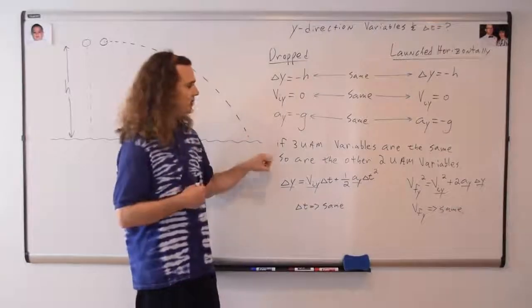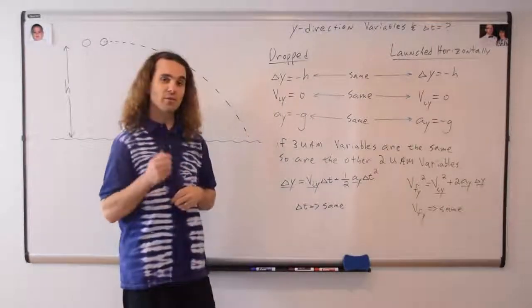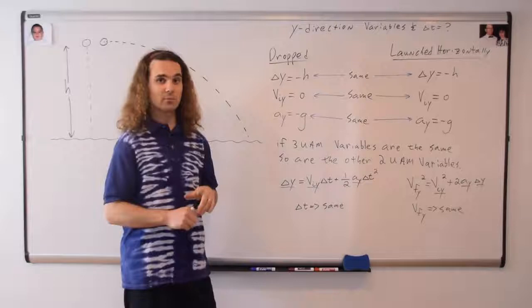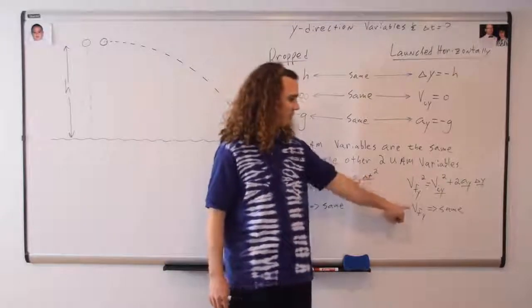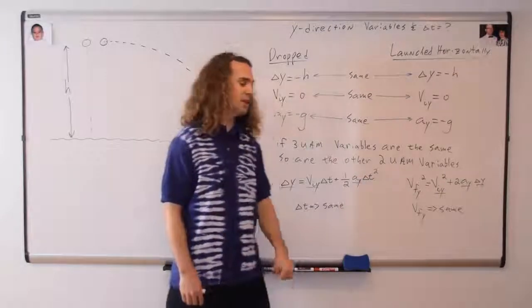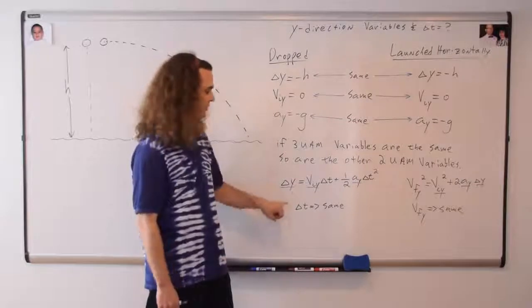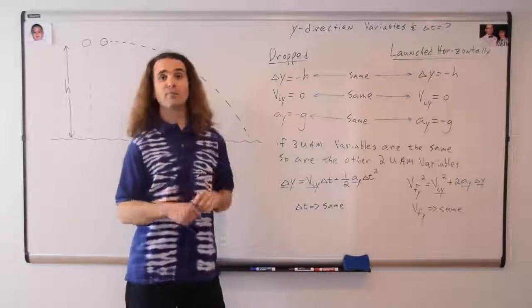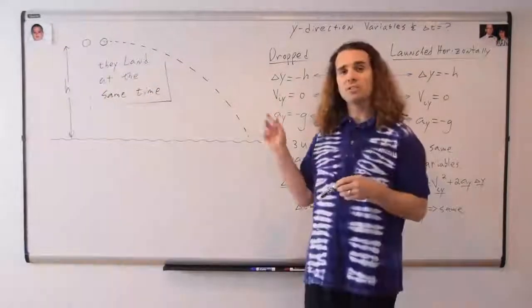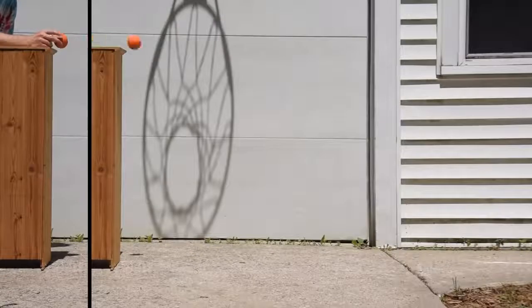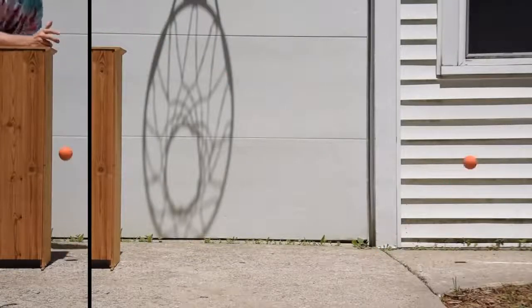Correct. If three of the UAM variables are the same, then so are the other two UAM variables. UAM is what Flipping Physics calls uniformly accelerated motion, or as we call it, kinematics and equations for first-year physics students. More specifically, in this equation, you can see that the velocity final in the y direction will be the same. And in this UAM equation, you can see that the change in time will be the same. Therefore, both will land at the exact same time. You can see that they both hit the ground at the same time.